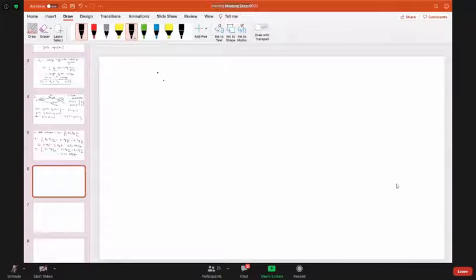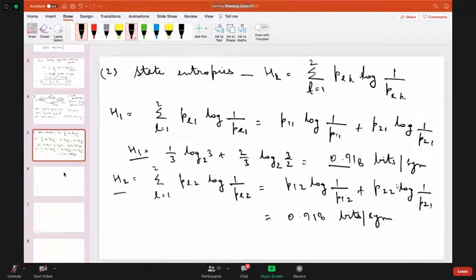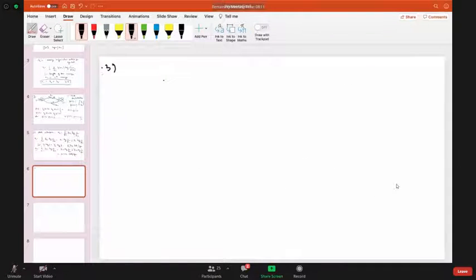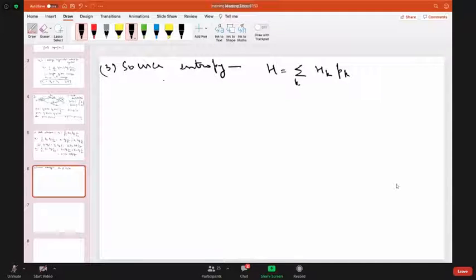All right, so then the next thing that we will evaluate is what is called source entropy. These are the things that normally need to be evaluated using a Markov model. One is source entropy. The source entropy formula is capital H equals the sum of HK into PK, where K will vary from 1 to 2, and it will be in bits per symbol.